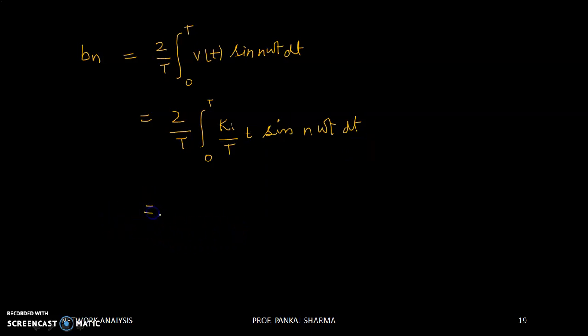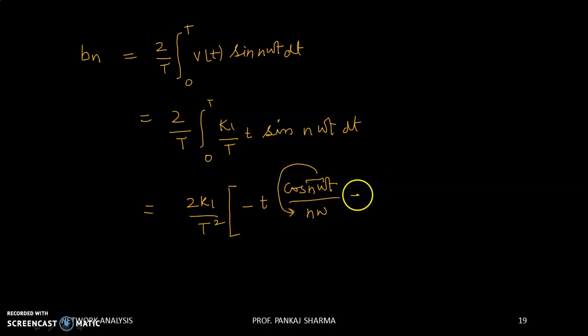Integrate it, we will get 2 k1 by T square, minus t cos n omega t upon n omega plus sin n omega t upon n square omega square, close the square bracket, put the limit 0 to T.